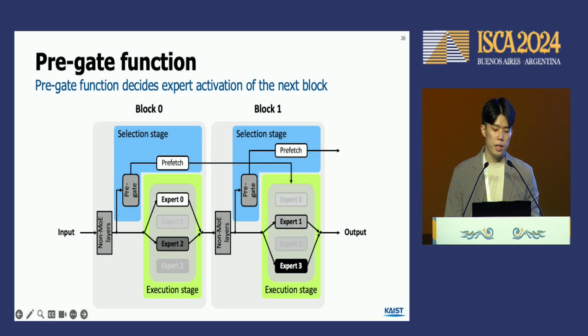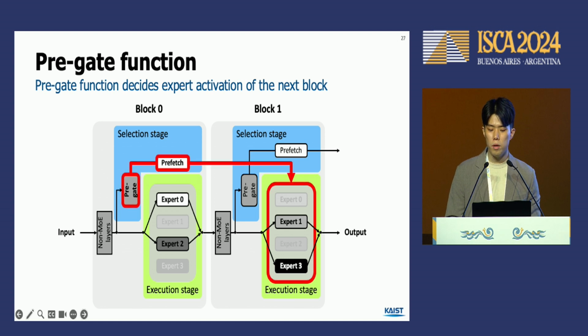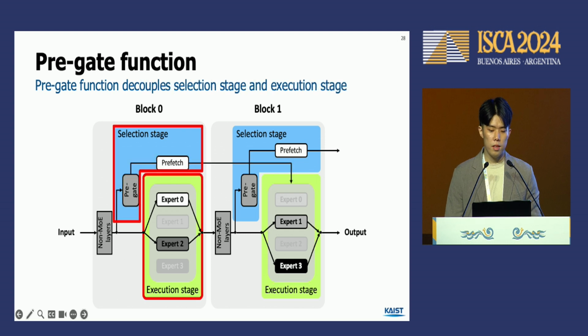The key component of Pre-gated MoE is the pre-gate function. We slightly modified the conventional gate function to make a pre-gate function, which enables selecting the next block's expert activation from the previous block. This can effectively decouple the expert selection stage and execution stage within the same block, which hasn't been resolved by other prior solutions. This decoupling of the two stages mitigates the impact of MoE's dynamic selection and sparse activation on its inference performance.